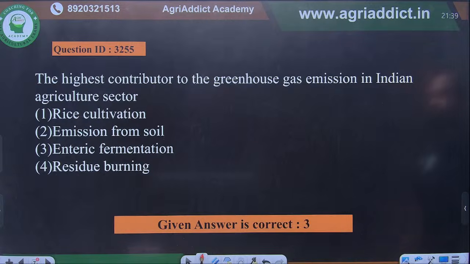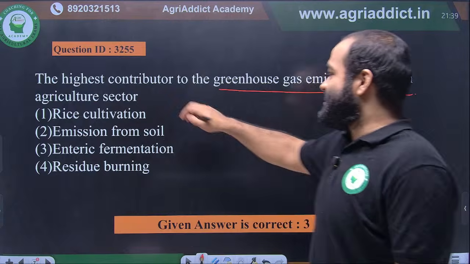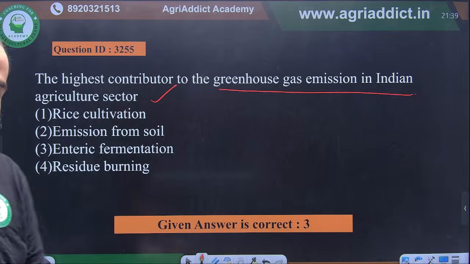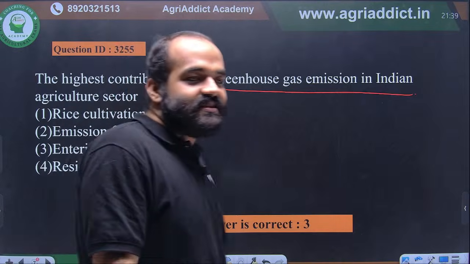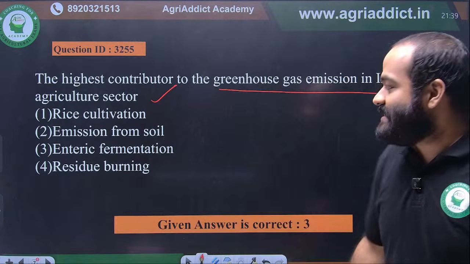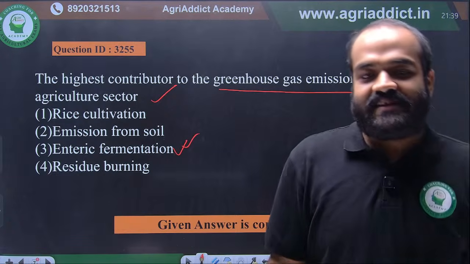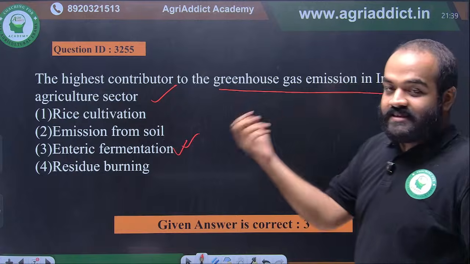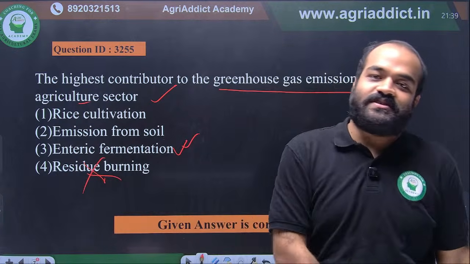Question ID 3255. The highest contributor to the greenhouse gas emission in the Indian agriculture sector. This question has caused lots of confusion among many students. Many people have asked about it. But the given answer is enteric fermentation, and it is definitely enteric fermentation. Where did you see data saying otherwise? It is incorrect. Many people are saying since it is the agriculture sector, it must be residue burning. It is not at all residue burning.